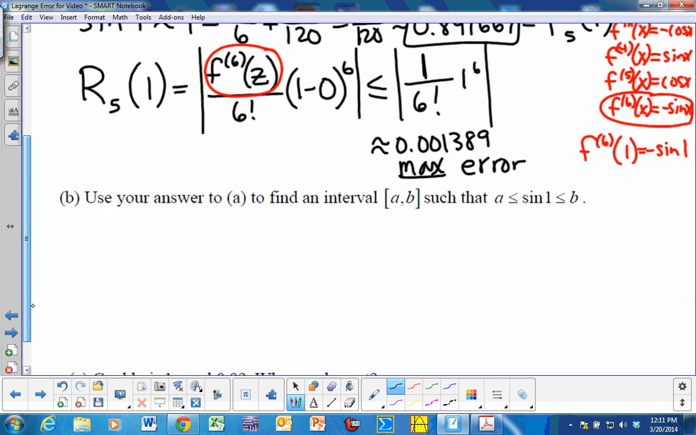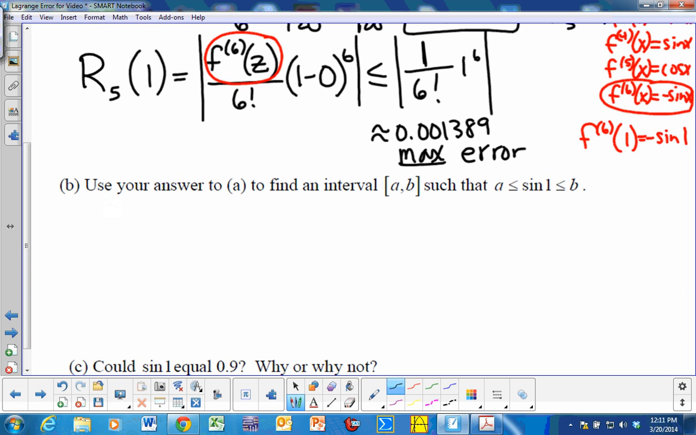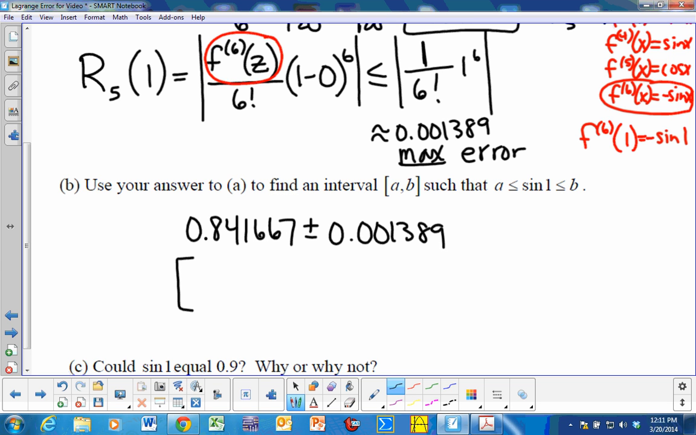Then it says, okay, now use the answer that you found to find an interval. So that means we're going to go from the estimate we got using the polynomial, 0.841667, and then it's plus or minus this maximum error that we have. So in your calculator, just do plus and minus that, and you get 0.840278 up to 0.843056.